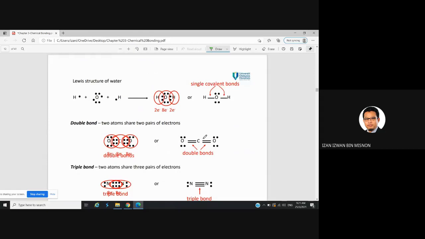Okay. So how about water molecule? In water, H2O, we have 2 hydrogen atoms and 1 oxygen. For hydrogen, it will have 1 electron on the valence shell, and for oxygen, it will have 6. So for oxygen, it requires another 2 electrons to complete the octet, and for hydrogen, it needs to release 1 electron to complete the octet.